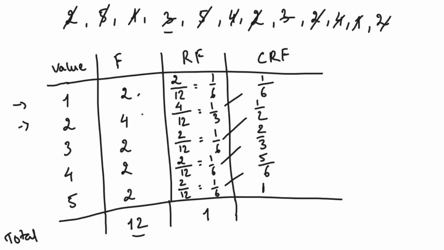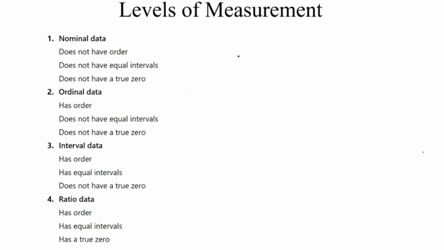So this is the way how to find the cumulative relative frequency. And we talk about level of measurement in statistics. So we have 4 types of data: nominal data, ordinal data, interval data, and ratio data. Okay, so what is nominal data? Nominal data doesn't have order. It doesn't have an equal interval, and it doesn't have a true zero.